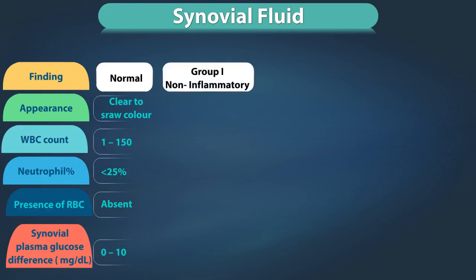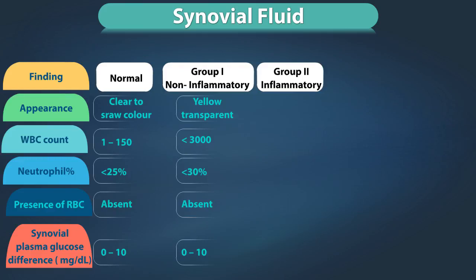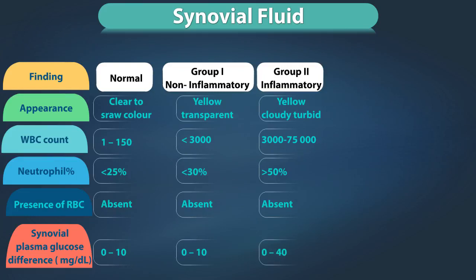The group 1 or the non-inflammatory group of diseases have yellow transparent fluid with less than 3000 cell count, less than 30% neutrophils, absent RBC, and a difference of 0 to 10 milligram per deciliter from the plasma glucose. The group 2 or the inflammatory group, the fluid is yellow, cloudy, and turbid with 3000 to 75,000 cells per microliter, more than 50% neutrophils, absent RBCs, and a difference of 0 to 40 milligram per deciliter.